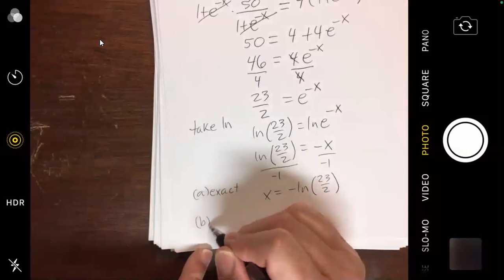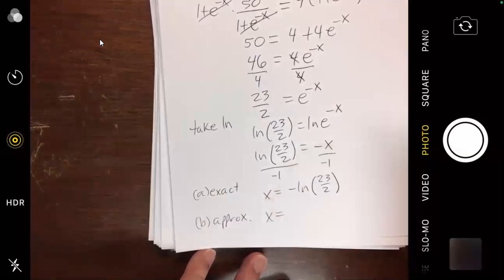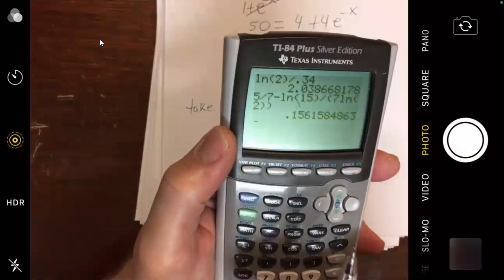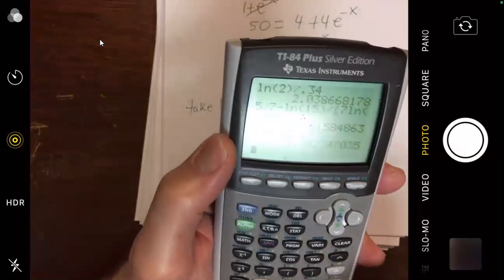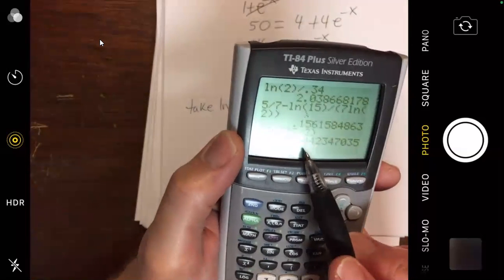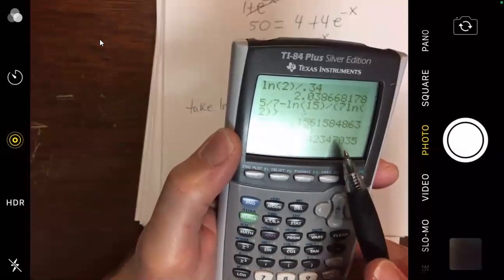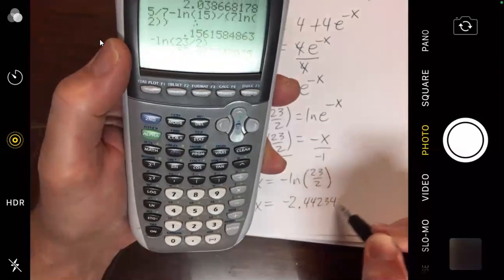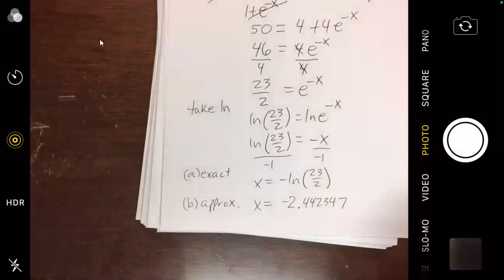And we can approximate it in part B: negative ln 23 divided by 2. 6 places, it says 1, 2, 3, 4, 5, 6. All right, 4, 4, 2, 3, 4, 7. So yeah, it's all about undoing what's here.